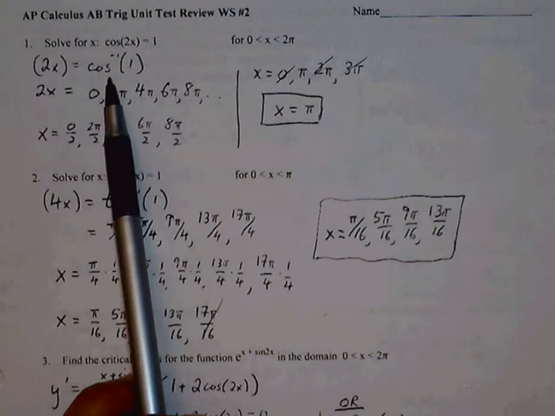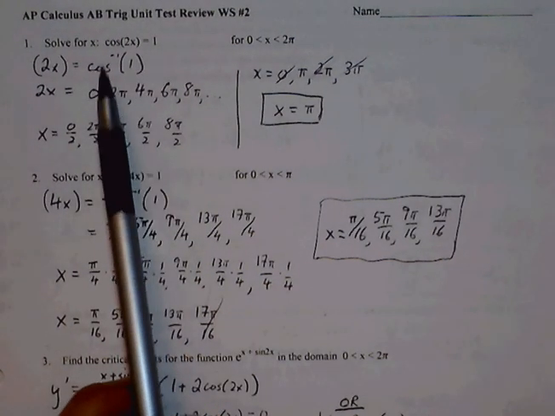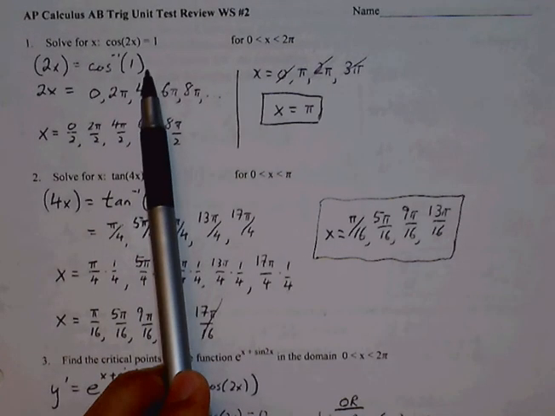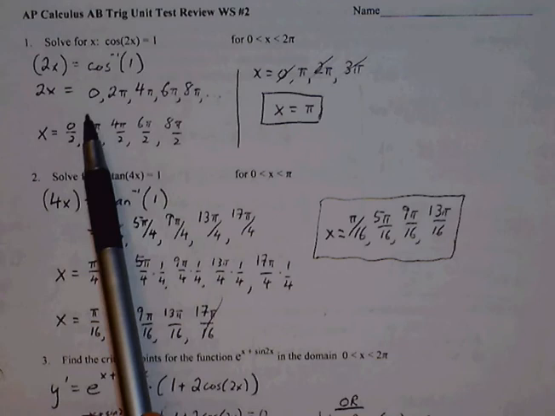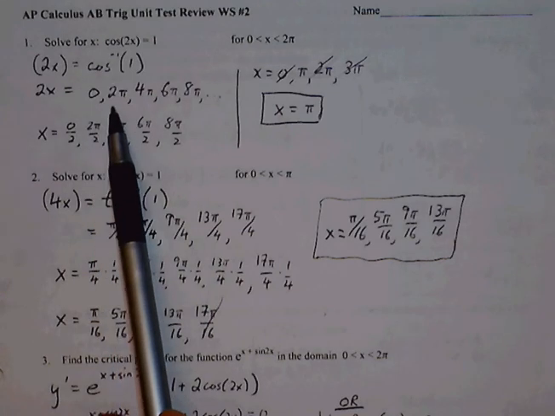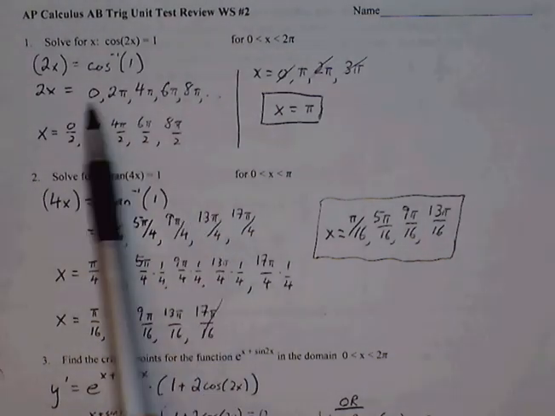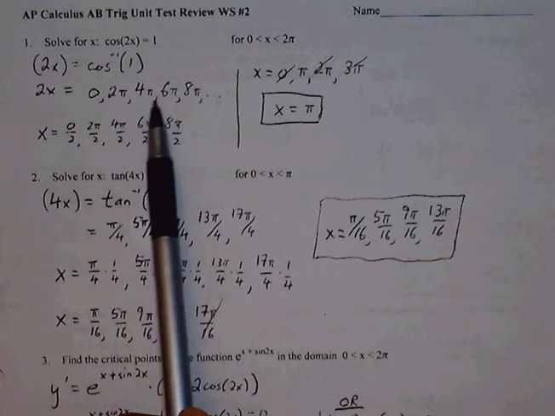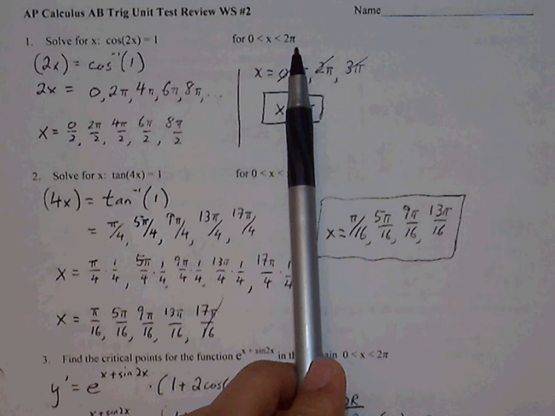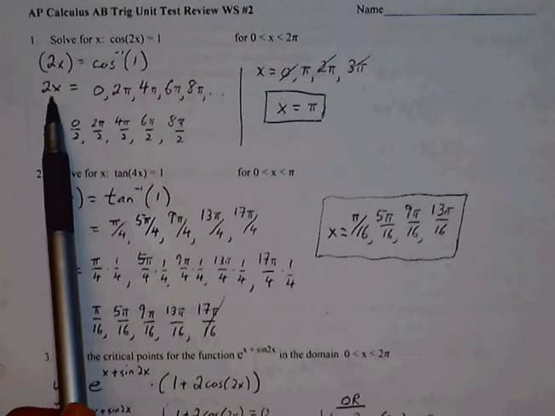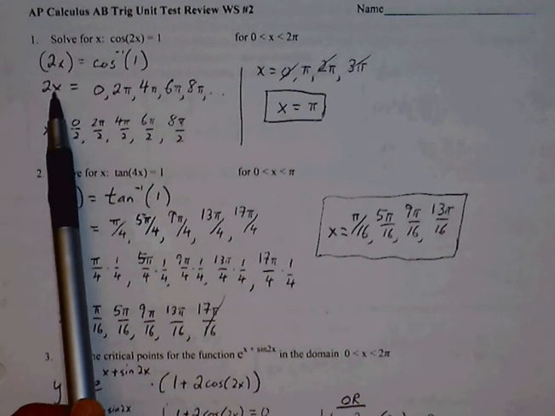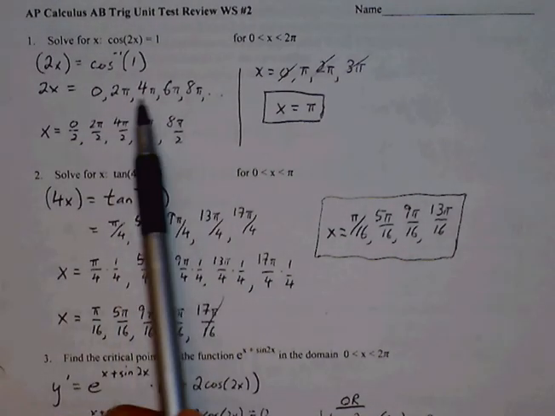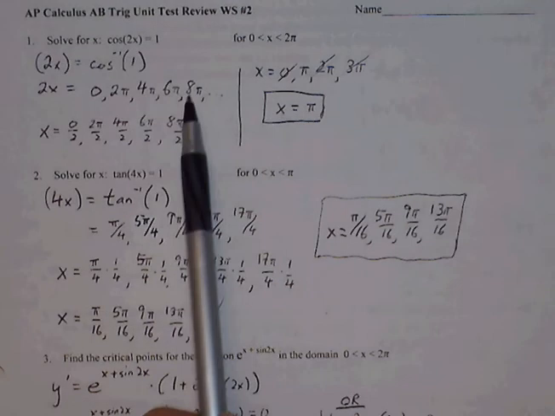So 2x equals inverse cosine of 1. You want to figure out when is cosine equal to 1. Cosine is equal to 1 at intervals from 0, 2 pi, 4 pi, 6 pi, 8 pi. The reason why we're going more than the actual domain is because eventually we have to solve for x. When we solve for x, that means dividing by 2.